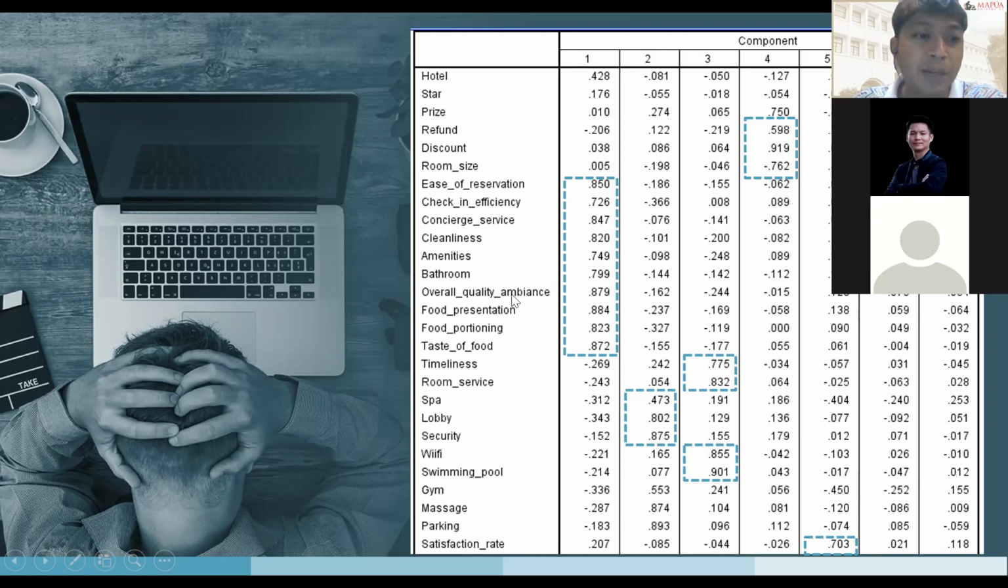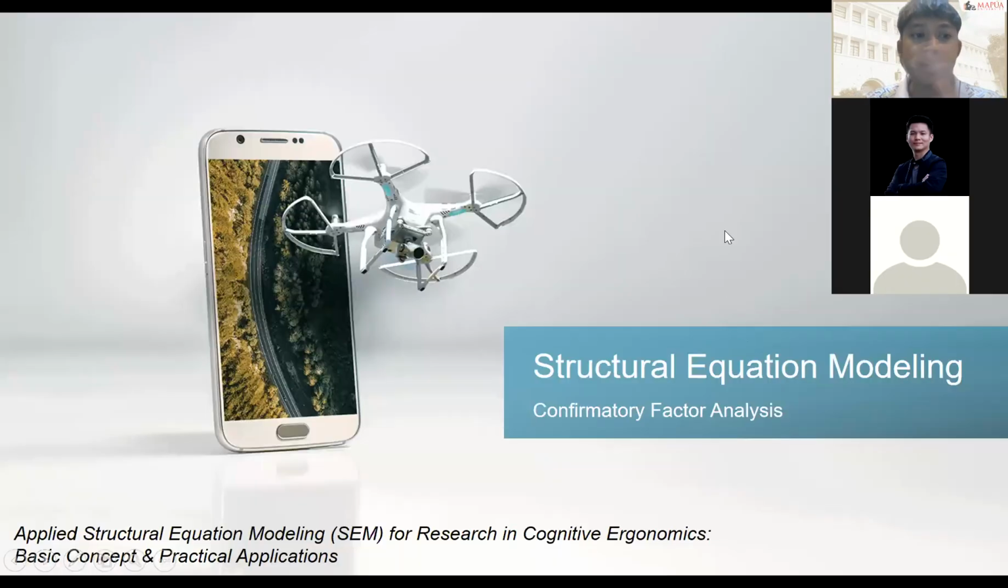Okay, up to here, before I go to the SEM, so far so good, Bu Fuji?